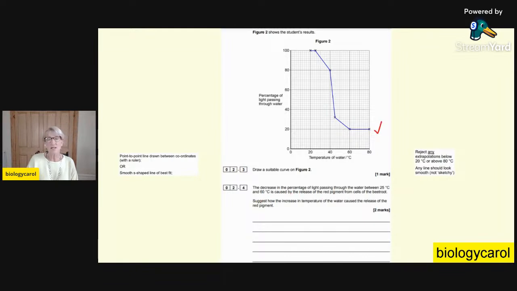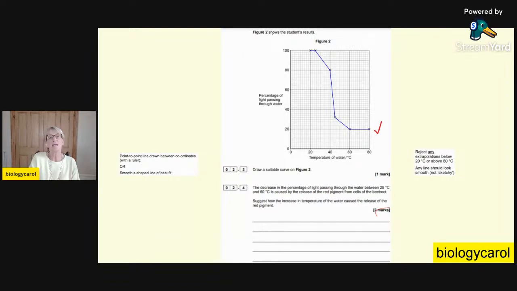The decrease in the percentage of light passing through the water between 25 and 60 degrees is caused by the release of red pigment from the cells of the beetroot. Hopefully that makes sense. The redder the solution is, the less light that is going to pass through it. Suggest how the increase of the temperature caused the release of the red pigment. So here am I kind of going, flipping heck, this is a 2-mark question.